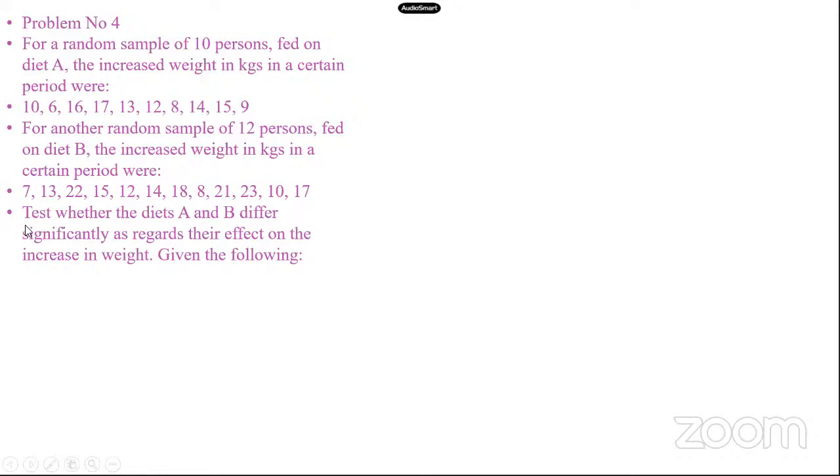टेस्ट, तुम्हाला टेस्ट करा म्हटलं, काय करा? Test whether the diets A and B differ. डाएट ए आणि बी वेगळे आहेत का? आपण नाहीत असं म्हणतो अगोदर, त्याला म्हणायचं नल हायपोथेसिस.